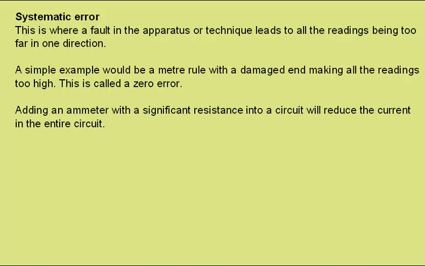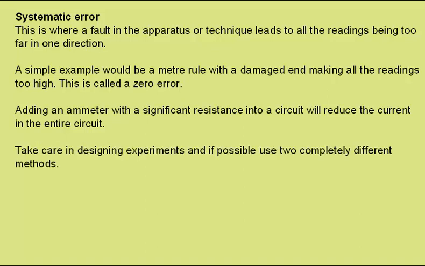Adding an ammeter that has significant resistance into a circuit would reduce the current in the entire circuit, and therefore we wouldn't be measuring the current that we wanted to measure. To reduce the effect of systematic error, take great care in designing your experiments, and if possible use two completely different methods to get your answer.